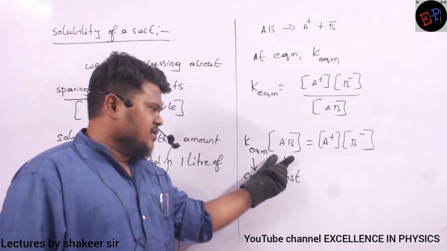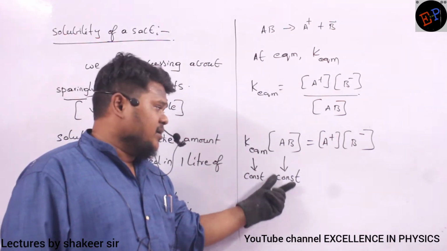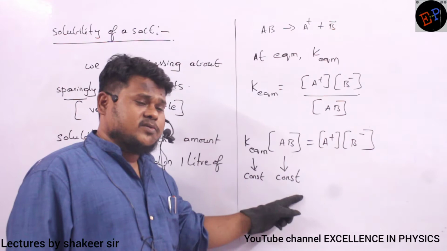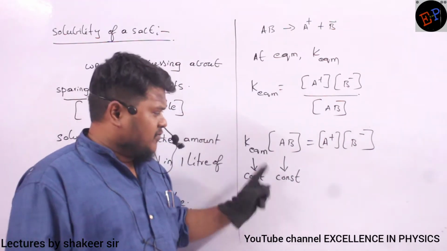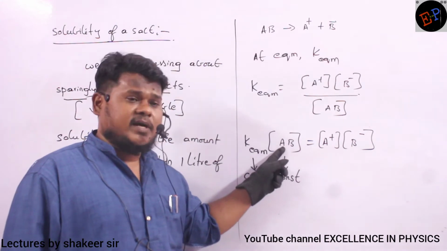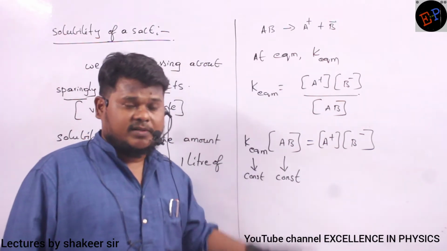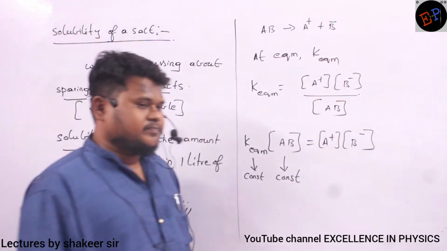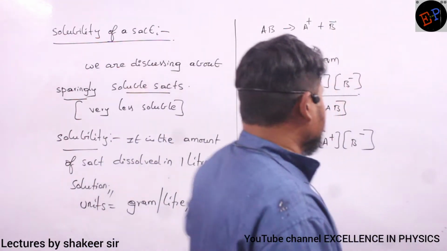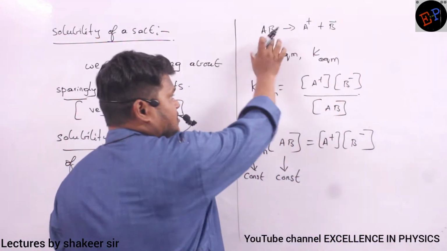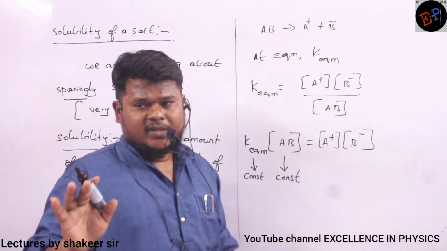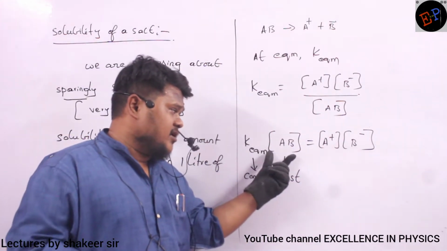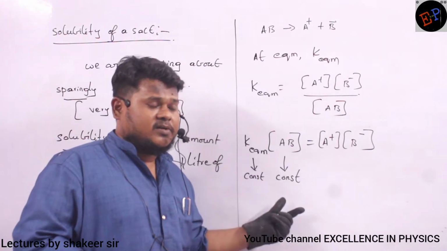So this is the salt which was dissolved. But why am I writing concentration of AB is also constant? Some of the salt has already dissolved, no? But we are writing concentration of this reactant, this salt, is also a constant. What can be the reason? See, at equilibrium, some of the salt has definitely dissociated, no? Some of the salt has dissolved. But we are writing concentration of this salt is a constant. Why?